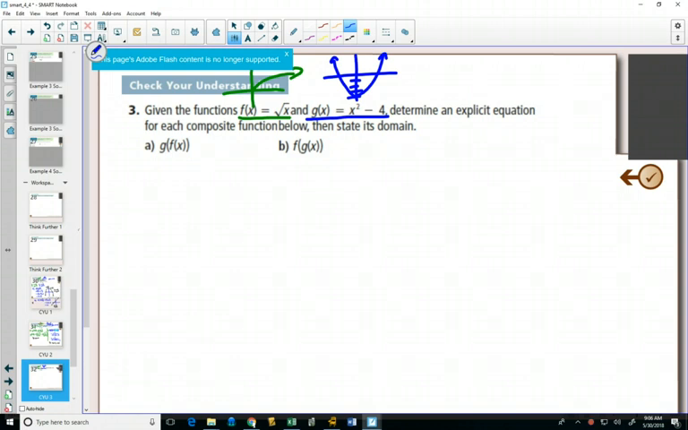So same question as we did in question 2. We're just dealing with square roots and parabolas now. And the domain part is what's going to be interesting in this question. So in A, g of f of x, well, f of x is the square root of x.